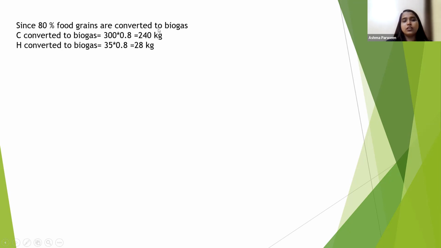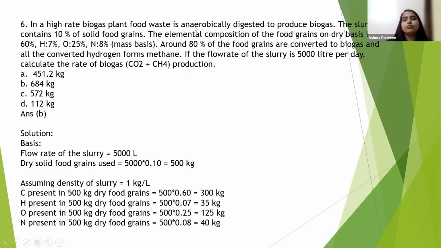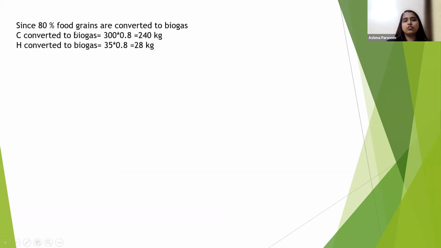That will be 240 kg. And the hydrogen converted to biogas is 35 kg of hydrogen into 80%, that is 28 kg. Next, in the question, it is given that 80% of the food grains are converted to biogas, and all the converted hydrogen forms methane. So this hydrogen converted to biogas is used for methane production.